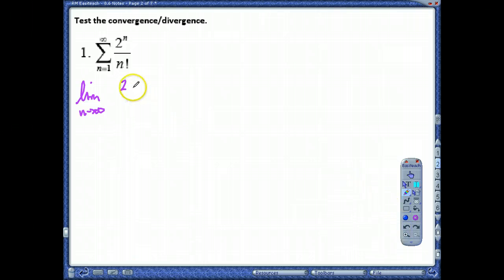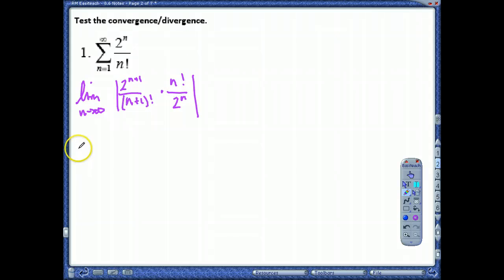make sure you write it correctly so you don't mess up. That's n plus 1 over n factorial, n plus 1 factorial. And we're dividing that, so we're going to be flipping and multiplying. And it is that absolute value. So we're going to be flipping and multiplying a lot.